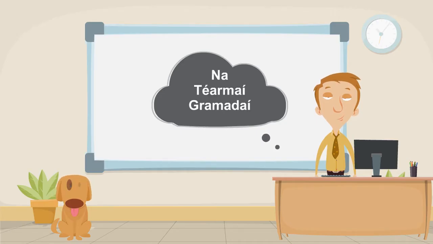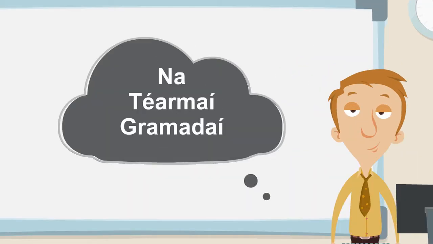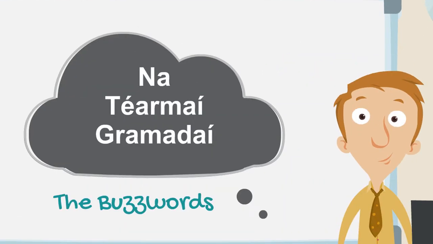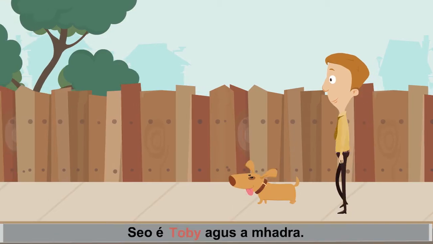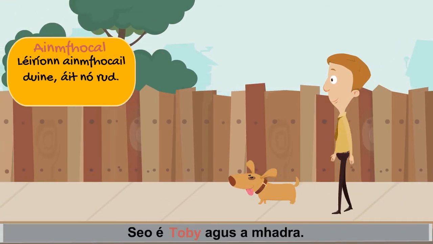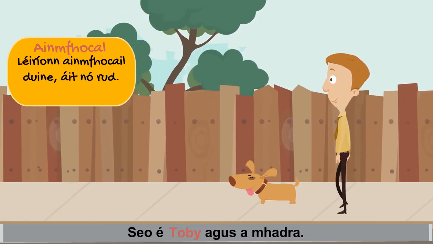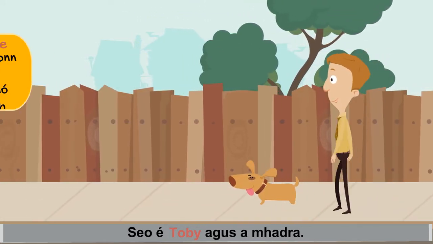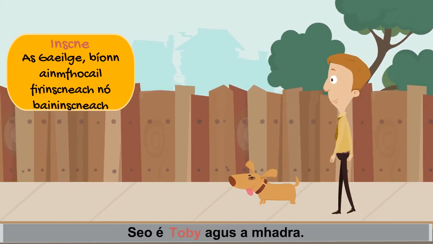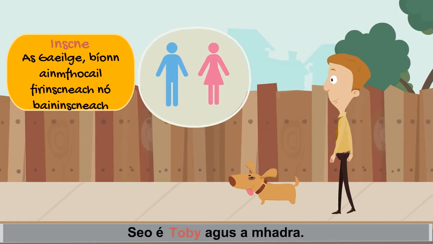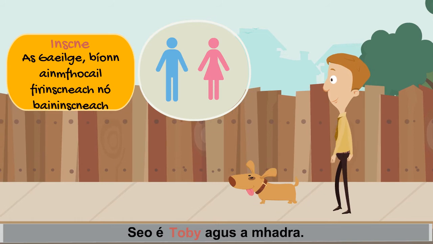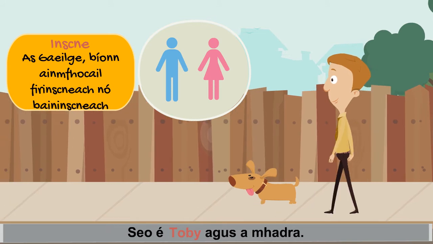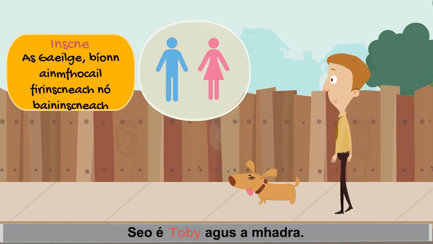Today we're taking a look at na Téarmaí Gramadaí. All those little buzzwords of grammar that you'll need to know on your journey to becoming an Irish guru. First up is ainmfhocail, the nouns of the Irish language. In Irish, the nouns are either masculine, firinscneach, or feminine, baininscneach. This is commonly referred to as the inscne, or gender of the noun.